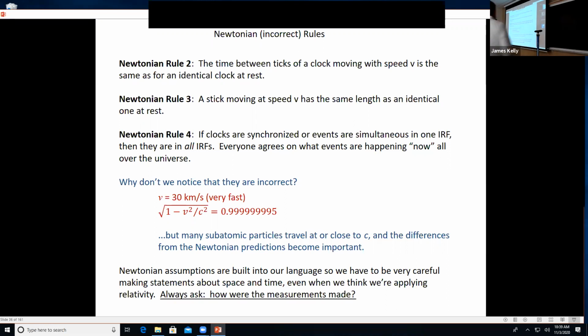Nonetheless, Newtonian assumptions are built into our language, and we have to be careful about making statements about space and time. So we always have to ask, how and where were the measurements made? Who made them? And I think this was a big point in this chapter.